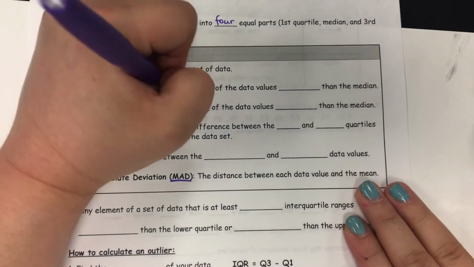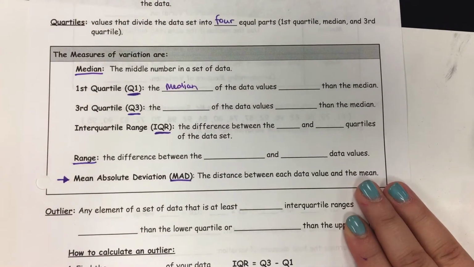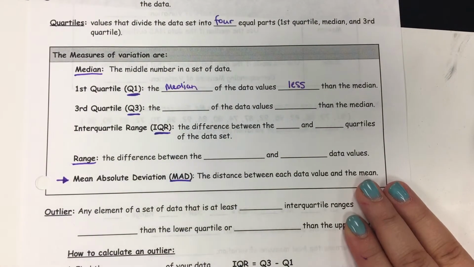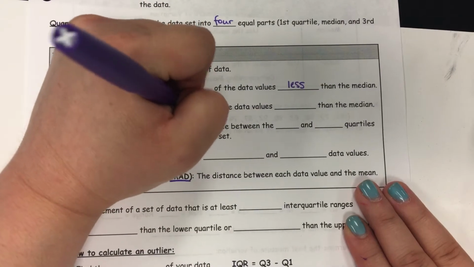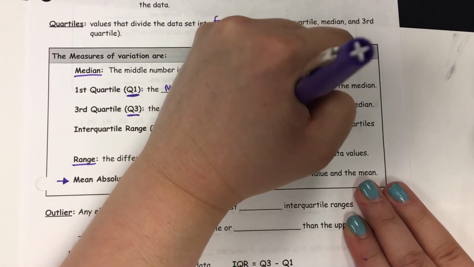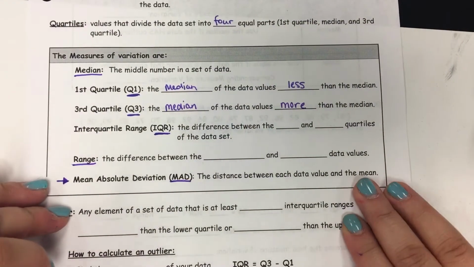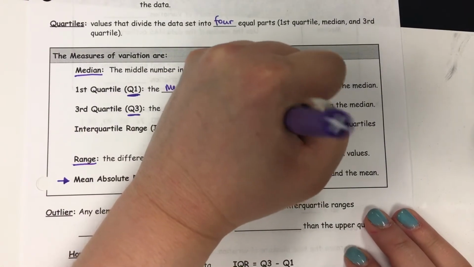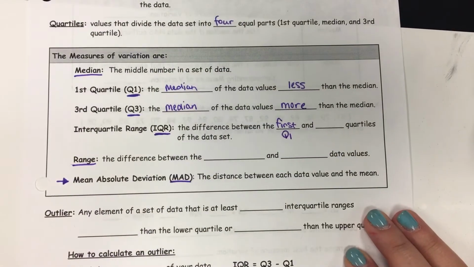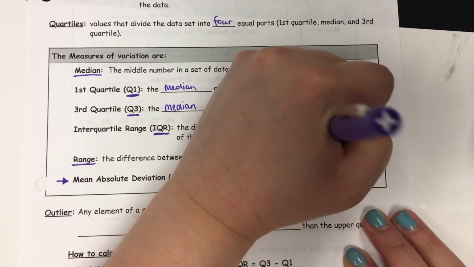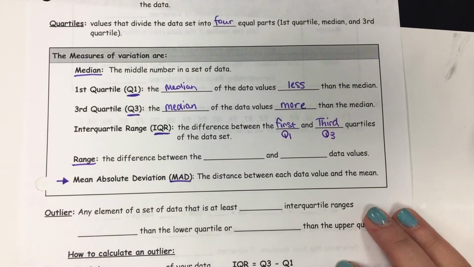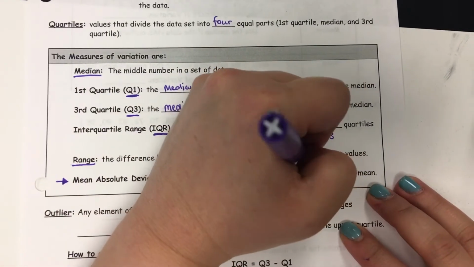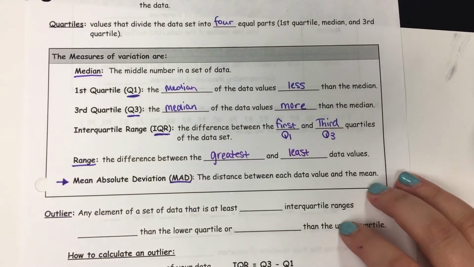So the first quartile is the median of the data values that are less than the median. The third quartile is the median of the data values that are more than the median. The interquartile range, or the IQR, is the difference between the first quartile, remember we're going to call this Q1, and the third quartile, which we're going to call Q3. The range is the difference between the greatest and the least data values.